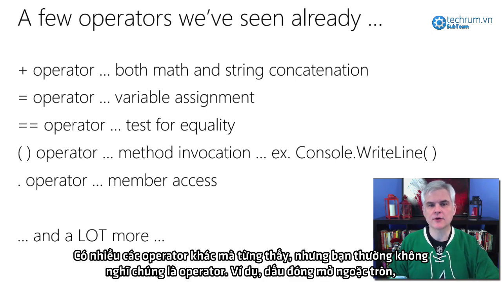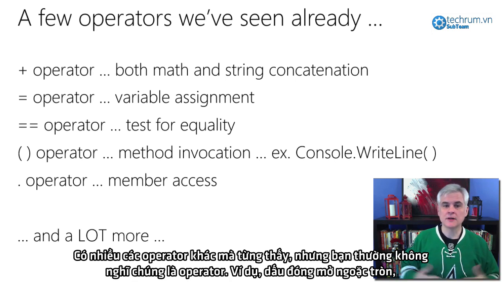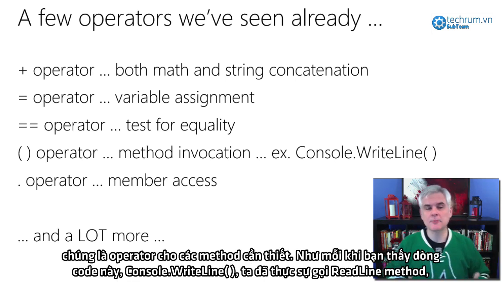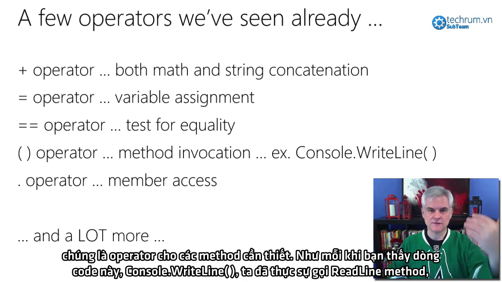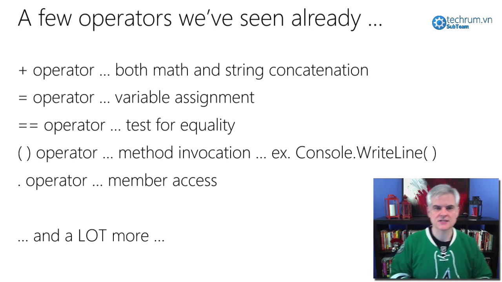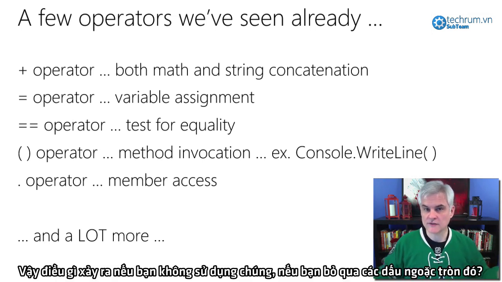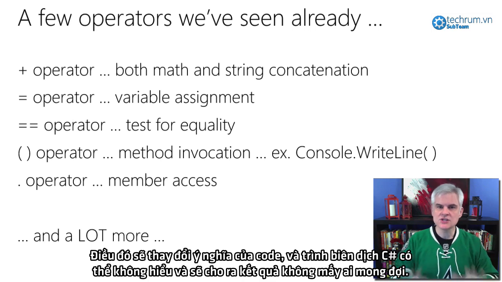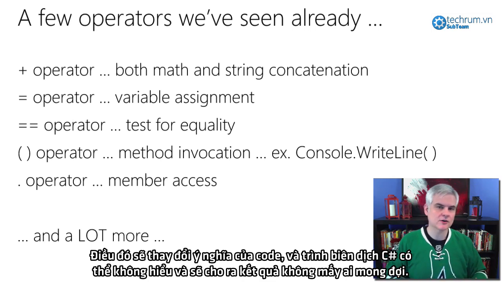So there are other operators that we've seen, but you may not think of typically as an operator. For example, the opening and closing parentheses is the operator for method invocation. Like whenever you see this line of code, Console.WriteLine with open and close parentheses, we are actually invoking the WriteLine method through the use of the opening and closing parentheses. So what happens if you leave those off, if you ignore those parentheses? Well, then it changes the meaning of the code, and the C# compiler may not understand and will possibly raise a compilation exception.